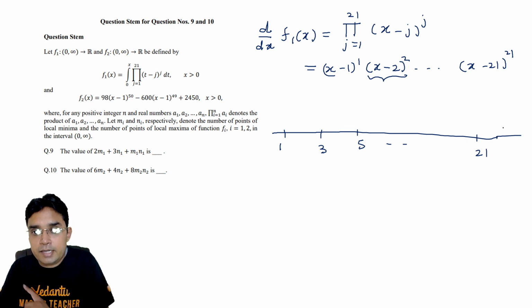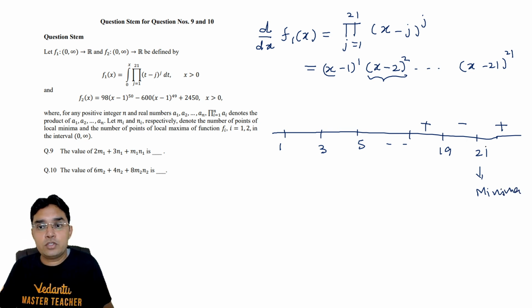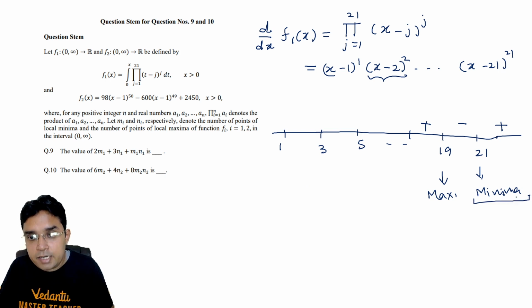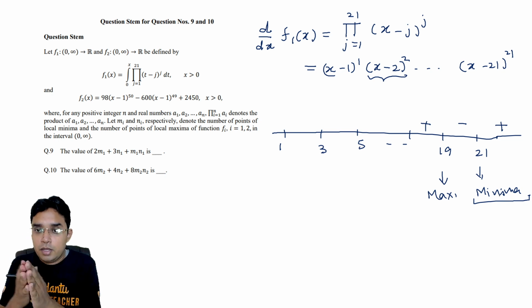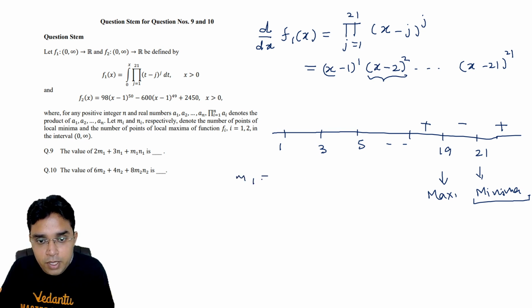Now if we start from the right hand side, there will be plus sign, then minus. After 19 it will be plus, and then so on and so on. So you can see 21 will be a point of minima because the sign is changing from minus to plus. 19 will be a point of maxima, and so on. Now from 1 to 21, total odd numbers are 11 in number. And from the right hand side, it is starting with minima. So the number of minima will be 1 more than the maxima. So here m1 will be equal to 6 and n1 will be equal to 5.